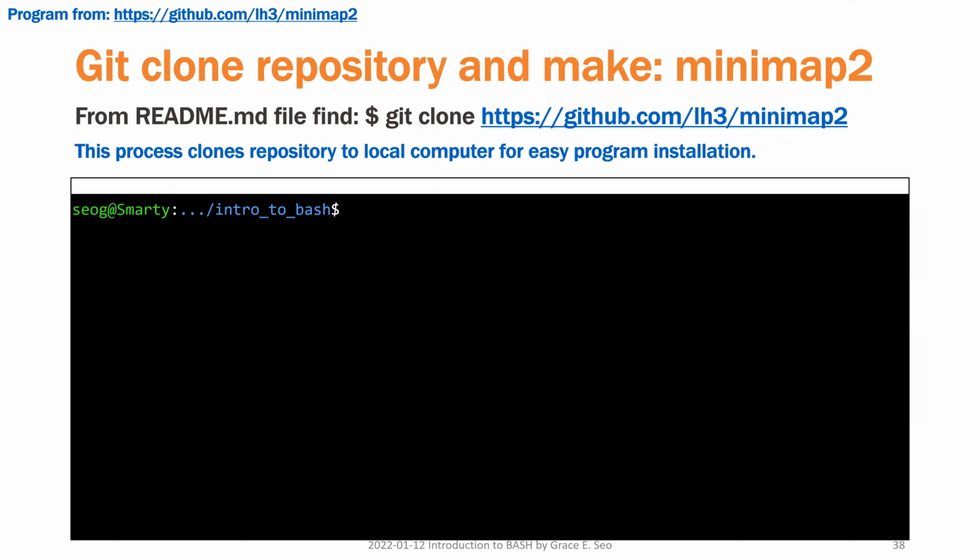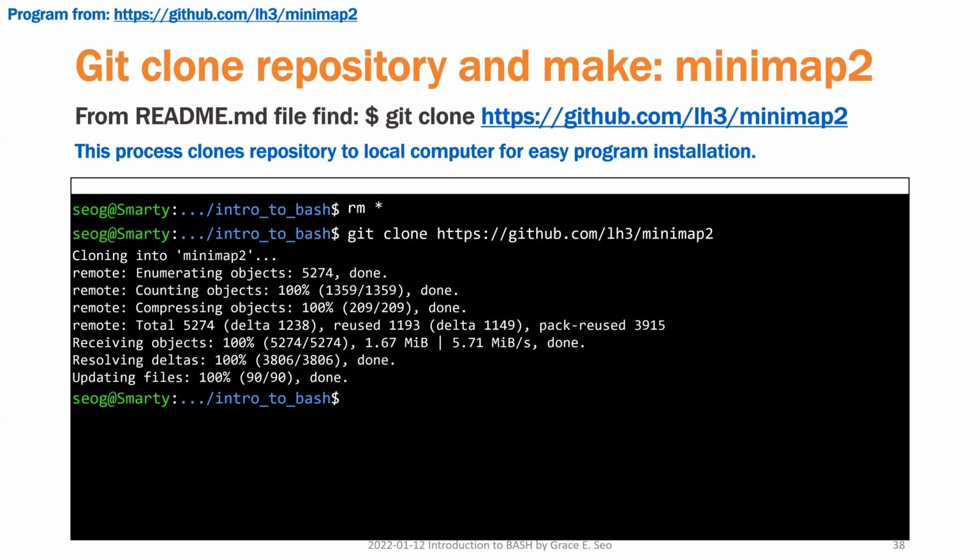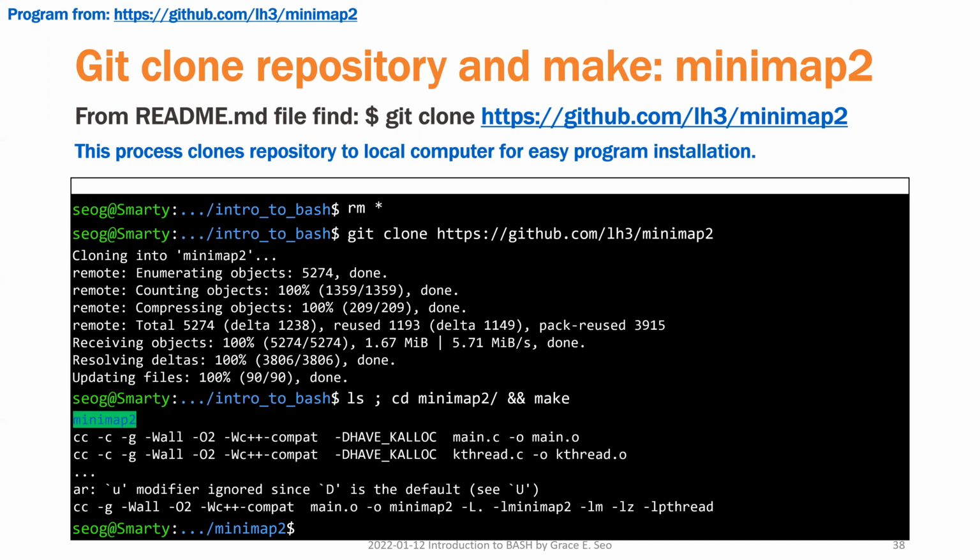So first, we want to remove everything that's in our current directory into the intro to bash folder, so there's nothing in there from our previous exercise. Then follow the steps you saw in the README file. We can clone the Git repository to your computer and have all the source files downloaded locally. And you'll see the Minimap2 folder, which you can go inside and use the make function to build a program.